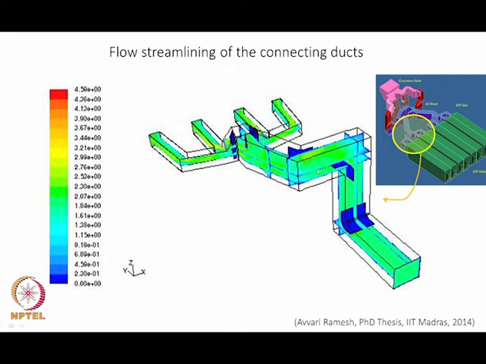So one of the things that is often done in industry in order to reduce the pressure drop and create flow streamlining is to put some guide plates. So here you have guide plates here and guide plates here. In this bend there is a guide plate and here you have guide plates, and the idea is that you want to put these guide plates properly in order to get a good distribution.